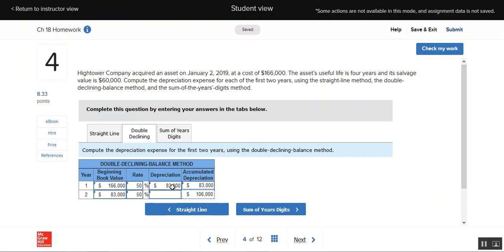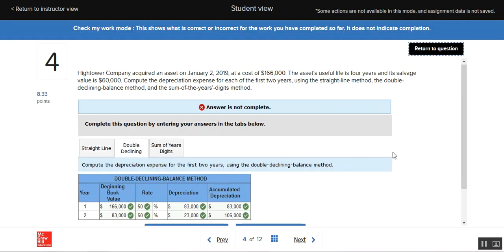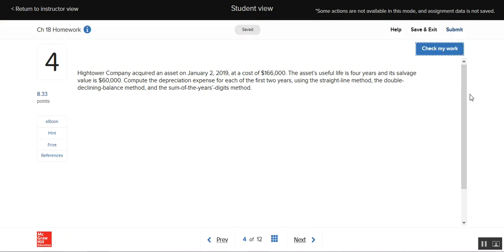So if we can depreciate a total of $106,000 for that asset, and we've already depreciated $83,000, then at this point we can only depreciate $23,000 more before that $83,000 plus the depreciation for this year comes up to $106,000. So that last year for your double declining balance is basically a plug. It's whatever amount that you need to depreciate to get the accumulated depreciation up to the cost less the salvage value. So that's number 4.